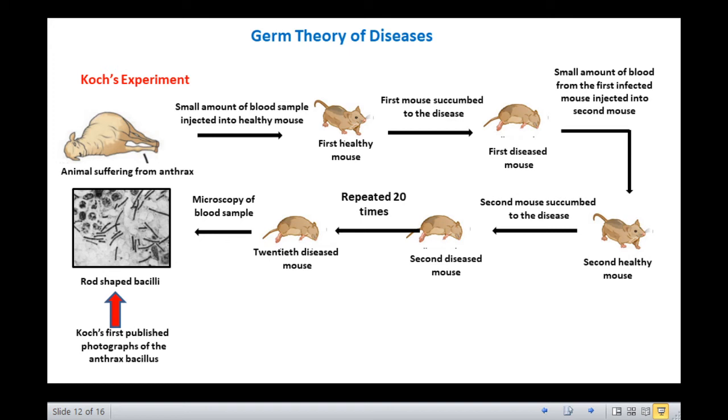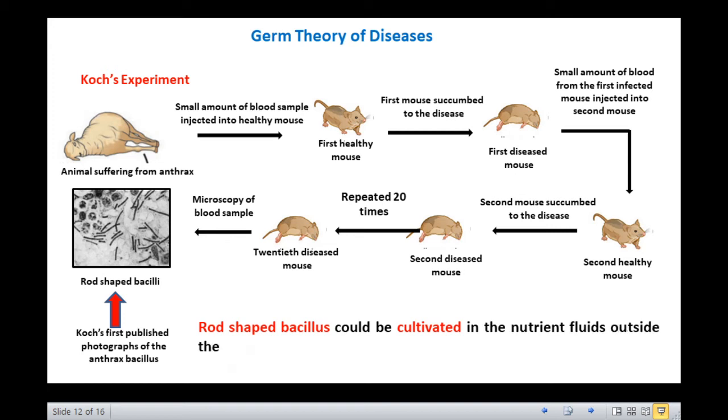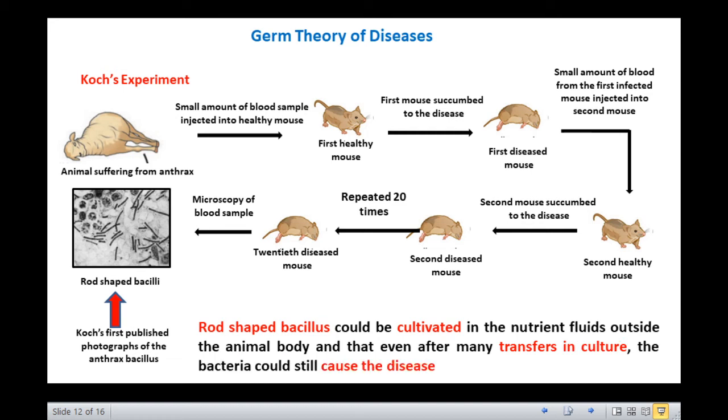Koch carried this experiment further. He found that the bacteria could also be cultivated in the nutrient fluids outside the animal body, and that even after many transfers in culture, the bacteria could still cause the disease when re-inoculated into an animal. Bacteria from the diseased animal and the bacteria in the culture both induced the same disease symptoms on injection. This led him to formulate 4 postulates.